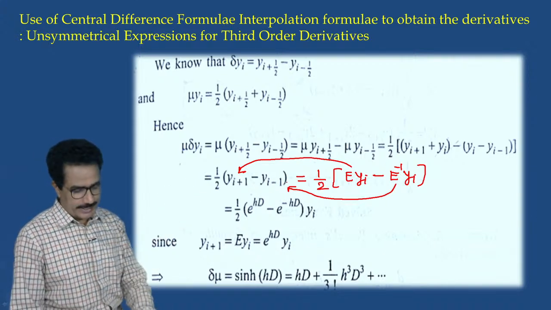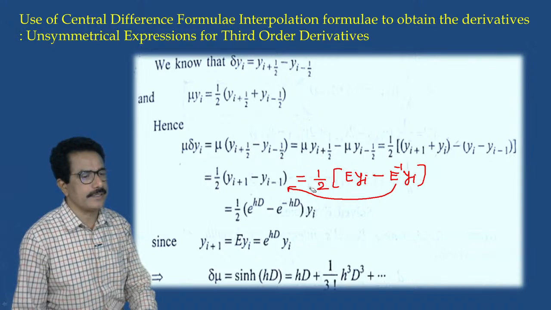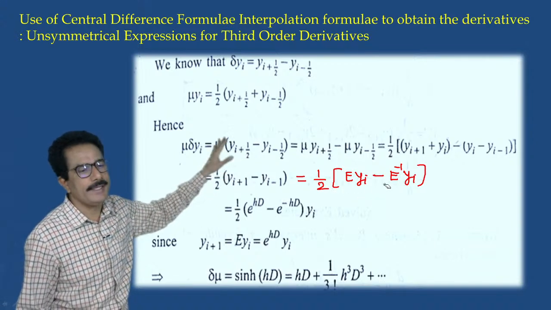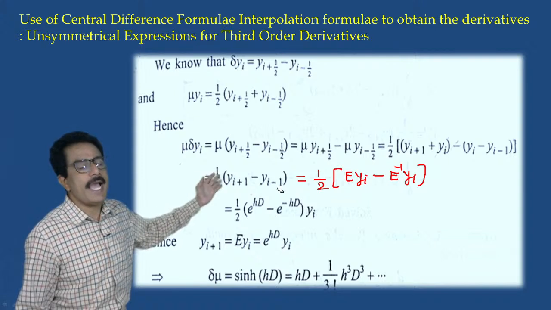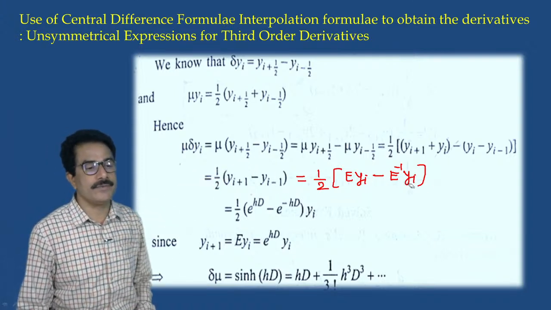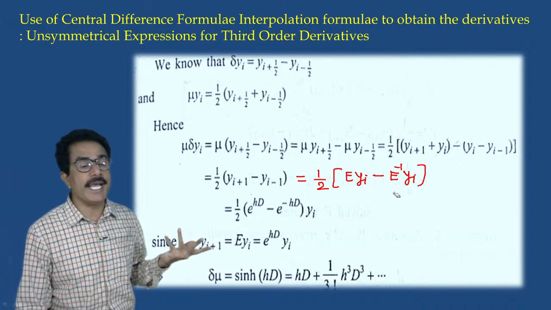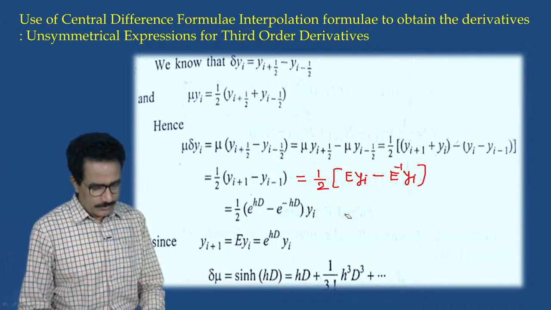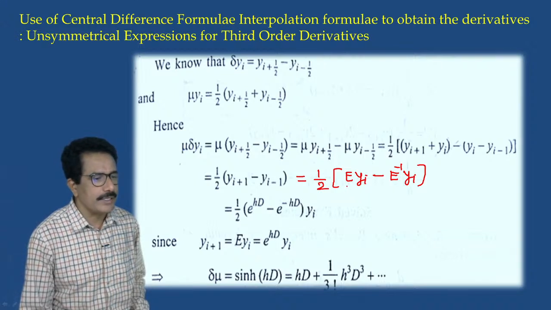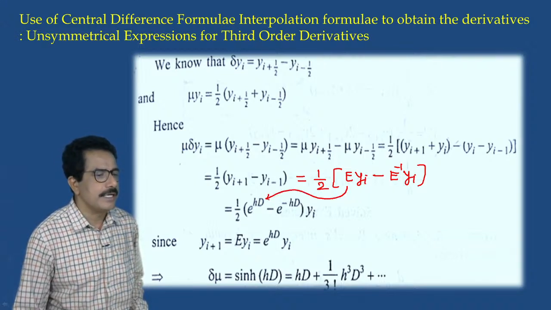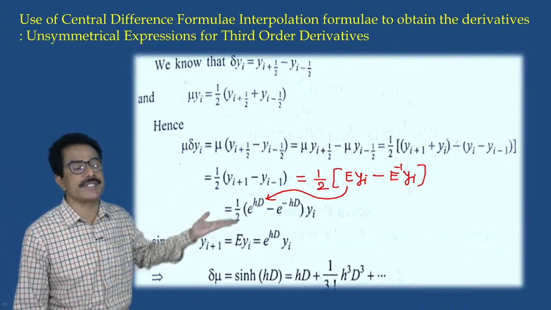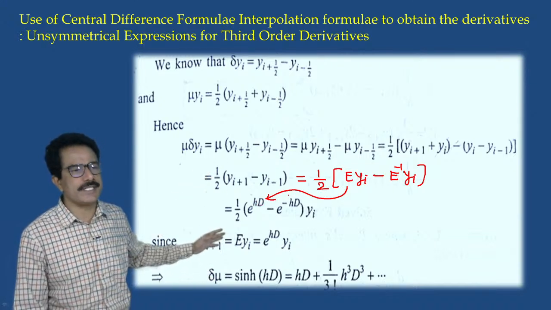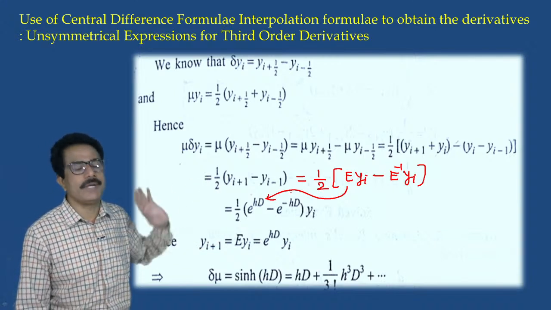So 1 by 2 y i plus 1 can be written as 1 by 2 E of yi minus y i minus 1 can be written as E raised to minus 1 of yi. Again there is a relation between E and e raised to hD. So we can use this formula. E means we replace E by e to the power hD. You have already seen each and every relation.